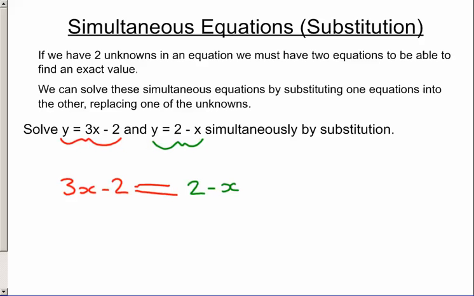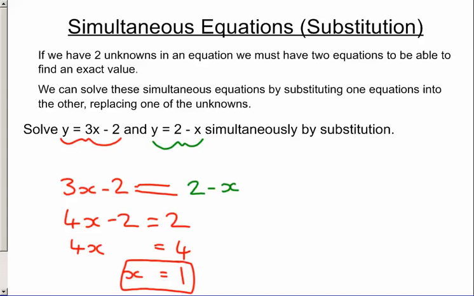And now we've got an equation to solve, so we add x to both sides. 4x minus 2 equals 2, so we get 4x equals 4, x equals 1. And now we have x. We can substitute that into either equation. We're going to substitute it into y equals 2 minus x, which means y equals 2 minus 1, so y equals 1.